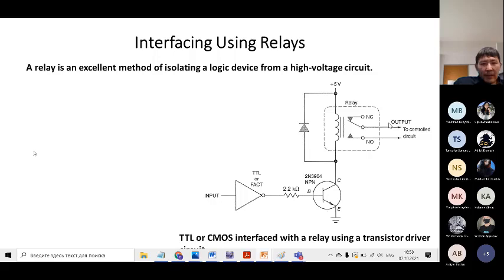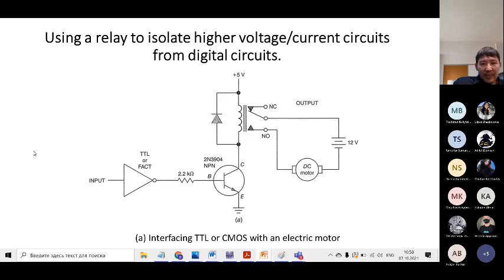Let me show you here some diagram. How can we connect a motor through a relay? The relay protects your circuit from high current, because a DC motor can consume a lot of current. It is high voltage, but your circuit is working on low voltage, for example, 5 volts.